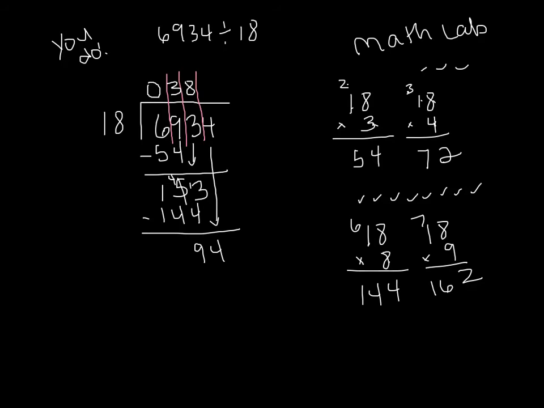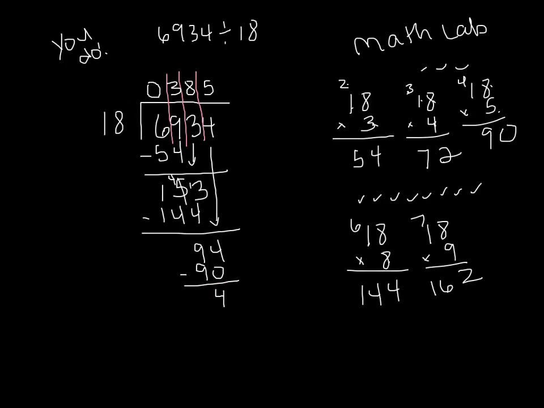18 times 4 was 72. 18 times 5. 5 times 8 is 40. 5 times 1 is 5. Plus 4 is 9. So 5 gives me 90. So this division was just all like we've been doing. Yes, that's less than that, so I can continue.